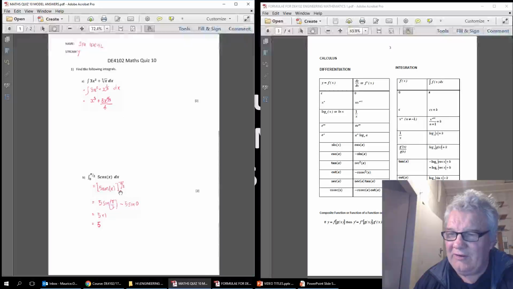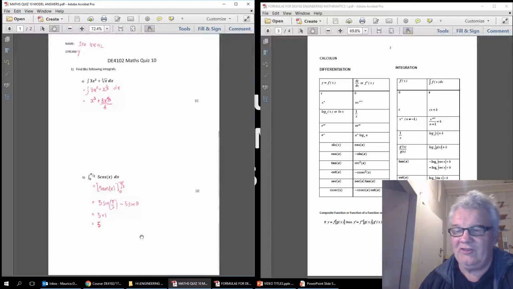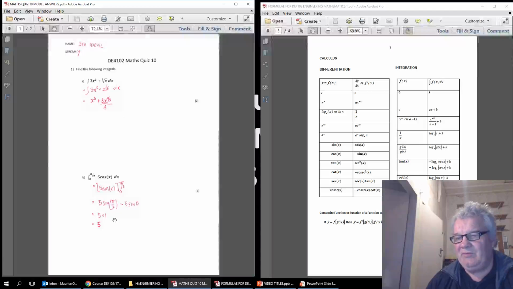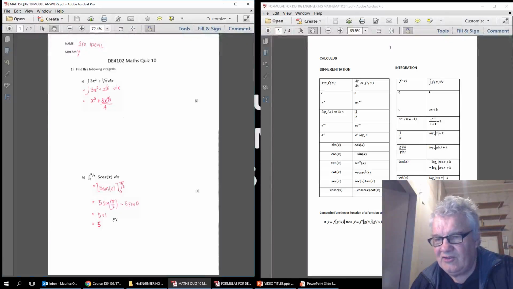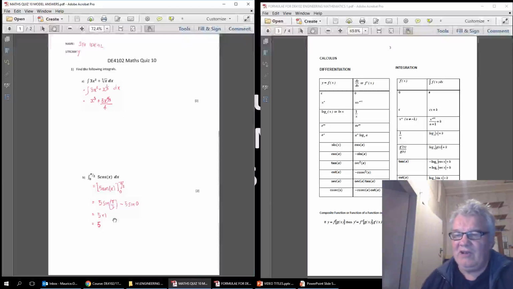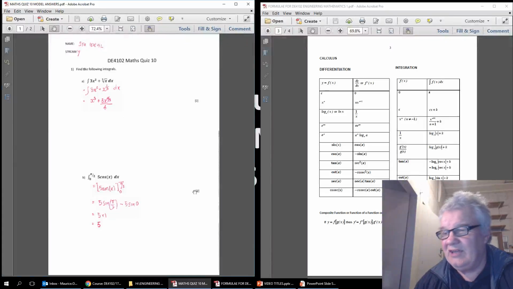So now we've got to evaluate it between 0 and pi by 2. So what that means is we substitute 5 sine pi by 2 minus 5 sine 0. Now sine of pi by 2, sine of 90, is 1. So 5 times 1 is 5, and the sine of 0 is 0. So the answer is 5. Okay, so fairly straightforward there. You possibly could put little square brackets around each one of those just to make it a little bit clearer. But yeah, pretty straightforward. 2 marks, so that's nice easy money there.